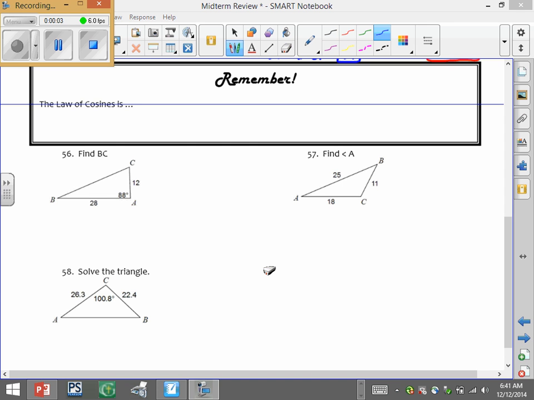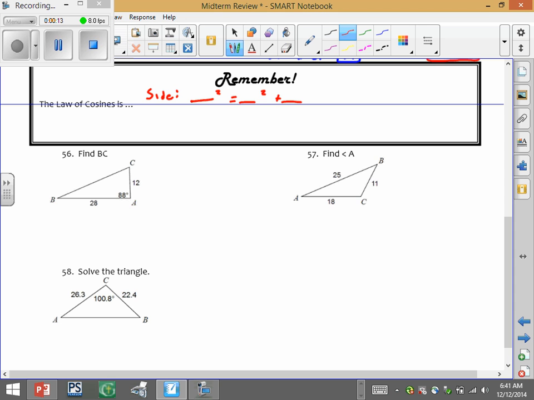Take a look at the law of cosines in this video. Remember, we had two versions of the law of cosines. We had the one that we used to find side lengths, where blank squared equals blank squared plus blank squared minus 2 blank blank cosine blank. And then we had the one for angles, where we did the cosine inverse, and in the numerator it was a squared plus b squared minus c squared over 2ab.